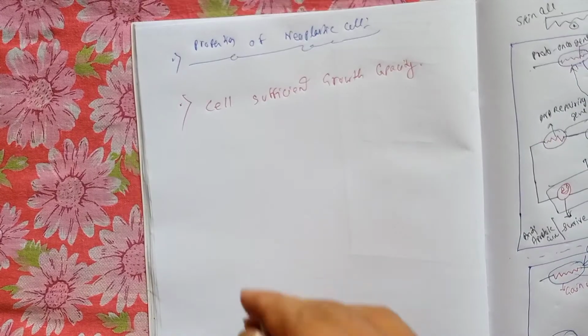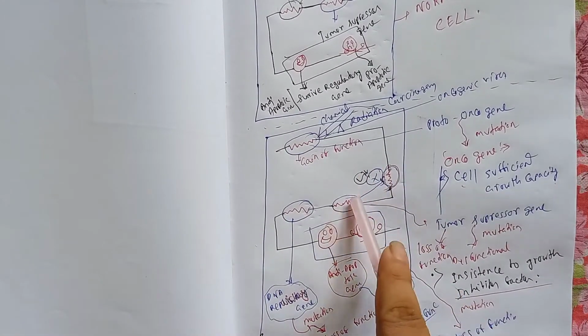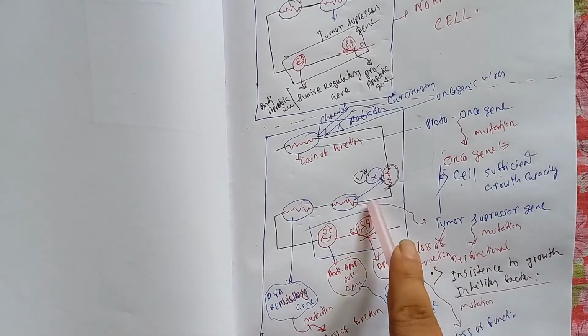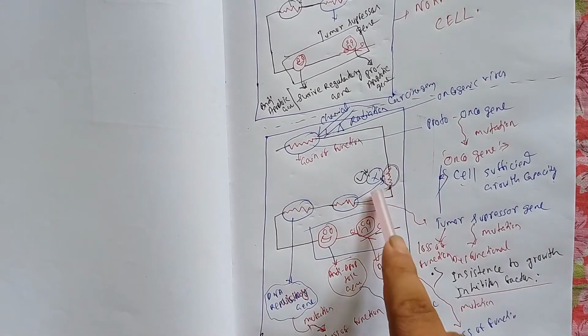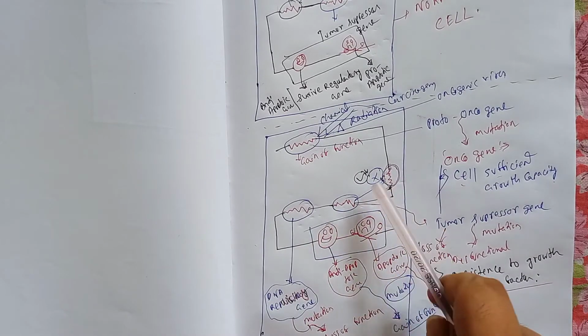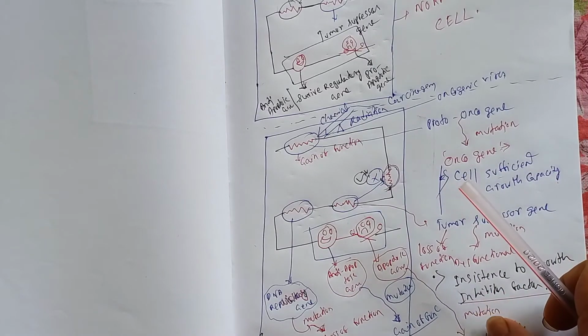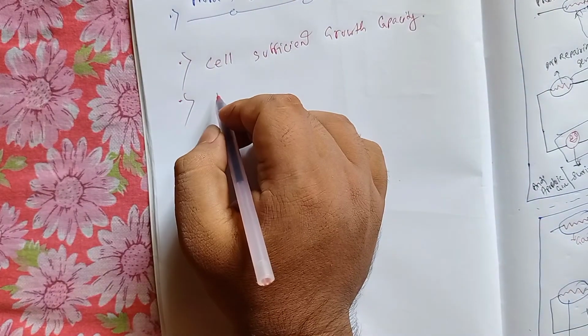Next point, what did I say, guys? That this gene will not be able to inhibit these genes. This gene, the tumor suppressor gene, by the process of mutation will lose its function, and it cannot inhibit the DNA replicating genes. So we can say insensitivity to growth inhibitor factor.